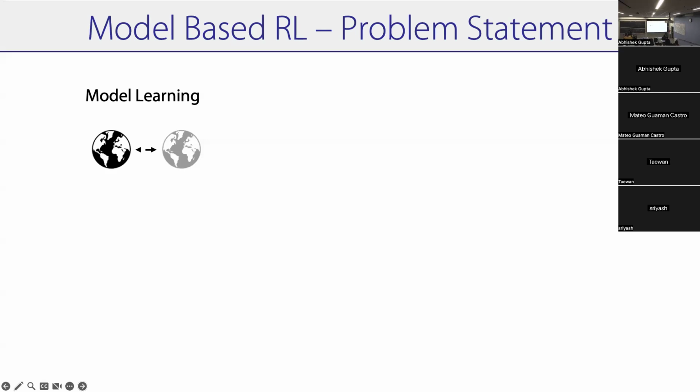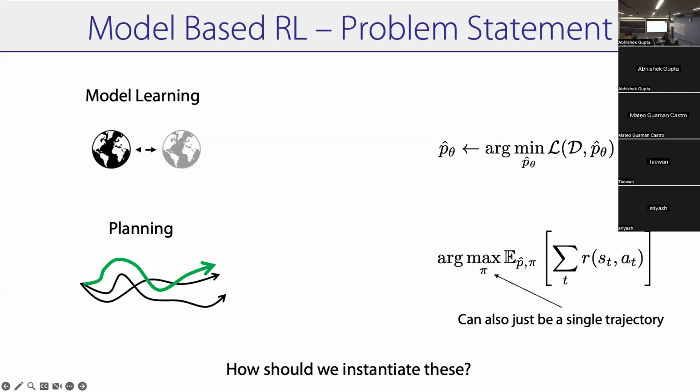Okay. So, does the problem setting make sense? Right? So the problem setting is we collect some data. Data is going to be used to learn a model. Model will be used for planning. Model learning is trying to do maximum likelihood given collected data. Planning is trying to find highest reward policies under your approximate model.